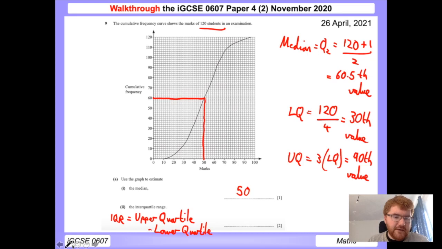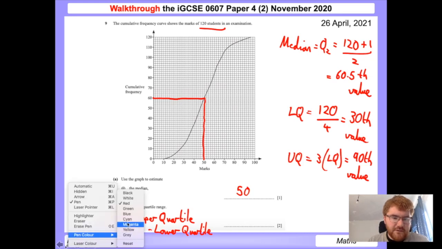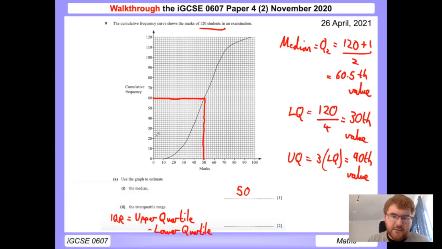I'm going to use a different color pen so you can see what I'm doing here. So I'm going to go across to 30. Try and make sure I'm as accurate as possible here. I might get a slight error, and then come down. I think that's a scale of 2, 4, 6, 8. So I think that's 38 for my lower quartile. I'm going to write that there.